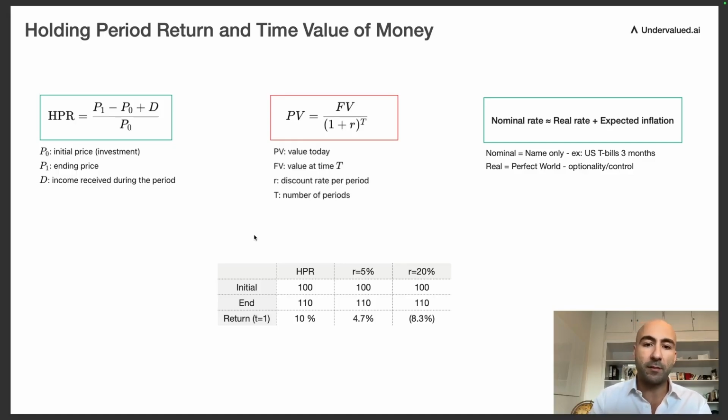But I mean, was it in 1 year, 2 years, 5 years? In the HPR, it will always be the same. It will always be 10%, and there is no time dimension. But in reality, the time matters a lot. If I give you 110 in 1 year versus I will give you 110 in 10 years, it's not the same at all. They're not economically equivalent.